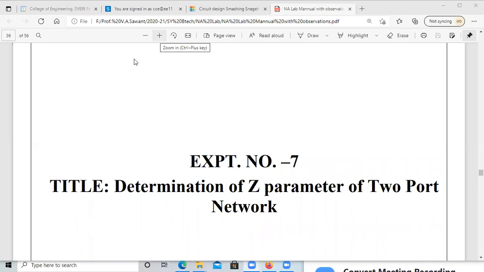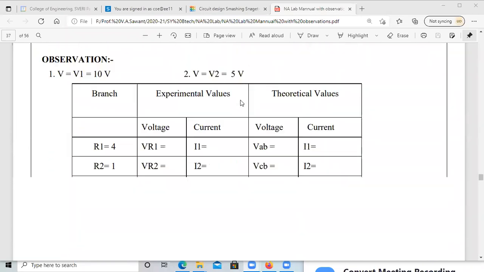We calculate Z11, Z22, Z12 and Z21, and we also do the theoretical calculation. After doing the theoretical calculation we will see the result. If the result we obtain by simulation is the same, then we tell that this is the verification of Z parameter of a two-port network. See the circuit diagram for that.